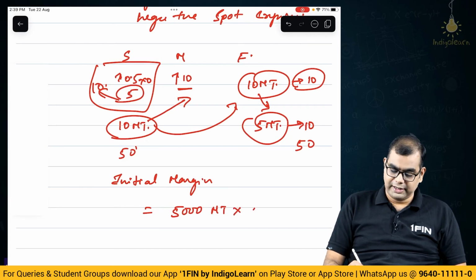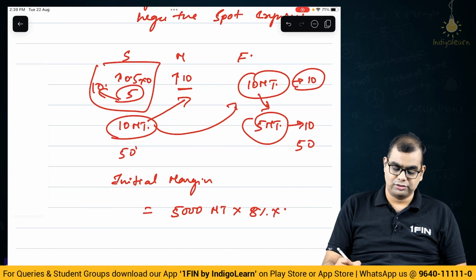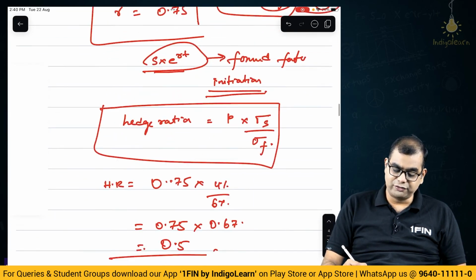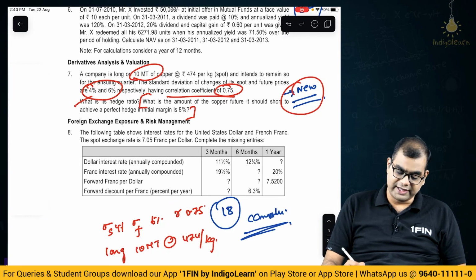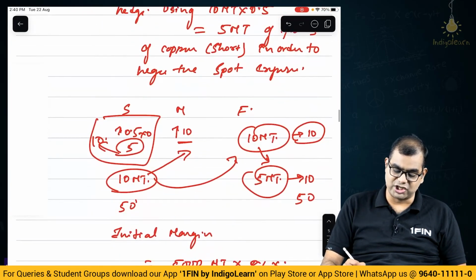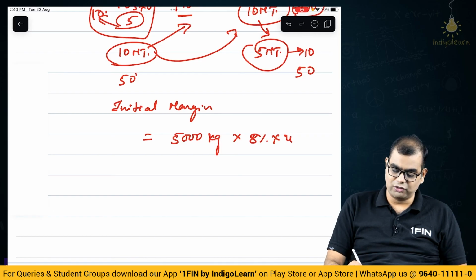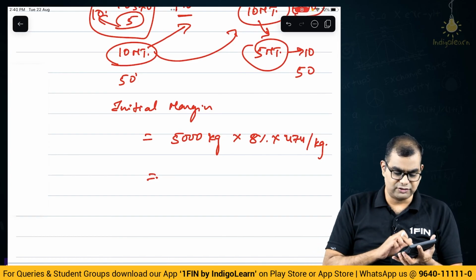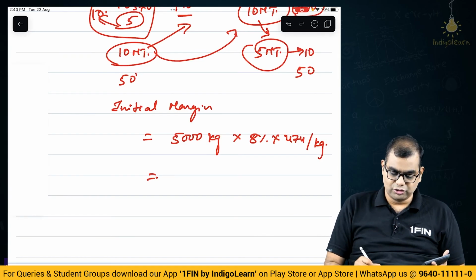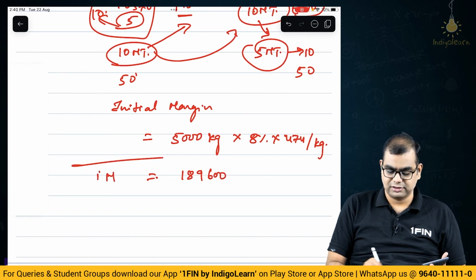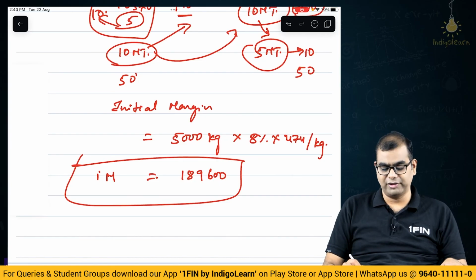Into 8% into what is the price? Do we have any futures price? No, they have not given any futures price. So, we have to just take 474 per kg. Now, this is 5,000 kg, not MT, yeah? See this, I also made a mistake. 5,000 kg into 8% into 474 per kg. So, you will have to deposit an initial margin of 1,89,600 in order to do this transaction. It is a very simple one.